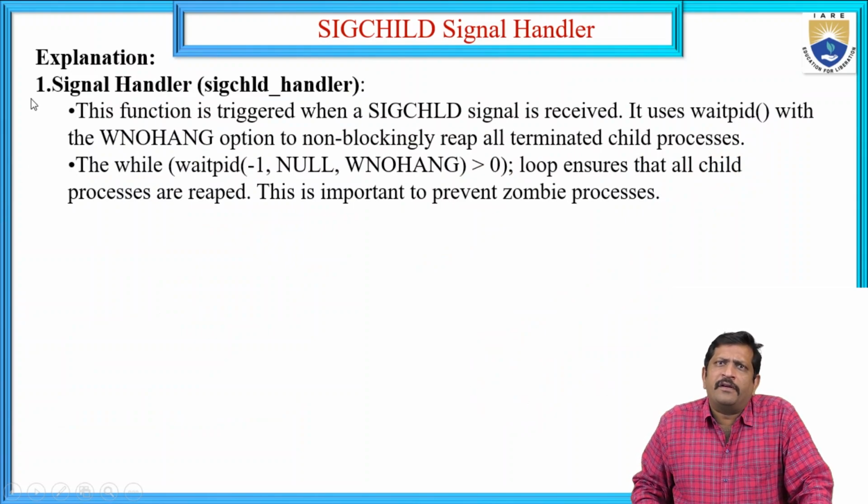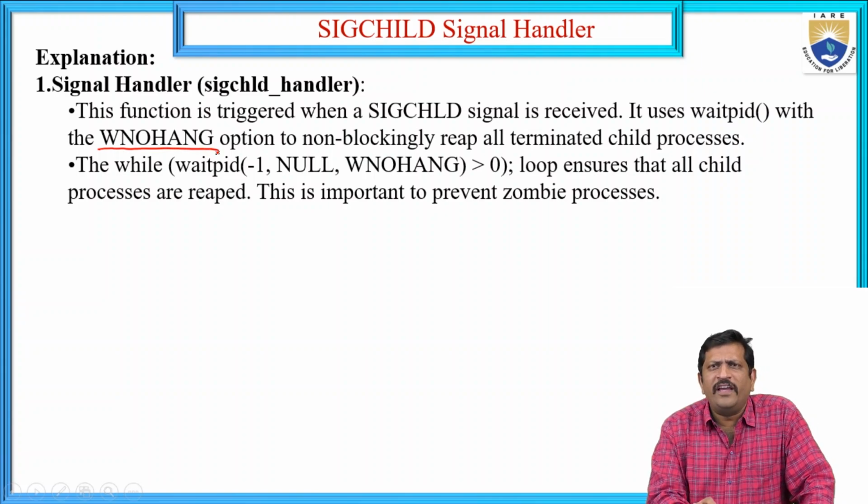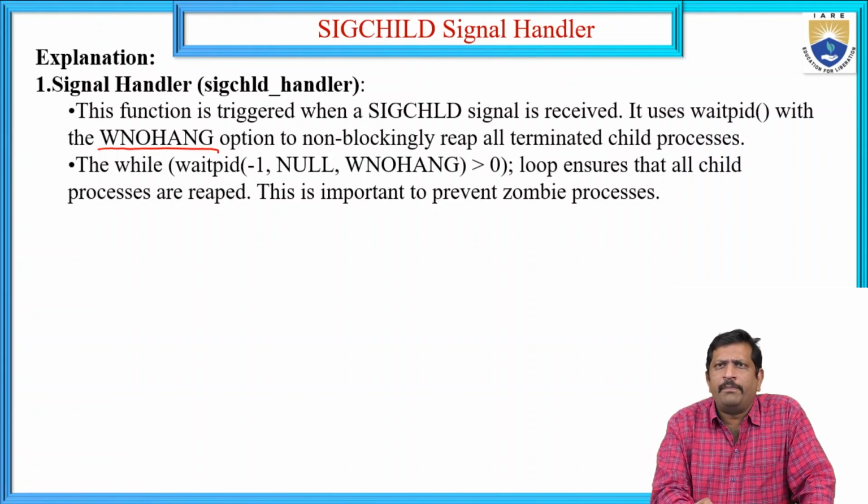The code explanation for this is the signal handler. Generally, this function is triggered when the SIGCHLD signal is received. It uses waitpid, waiting process ID, with the WNOHANG option. So, to non-blockingly reap all terminated child processes.